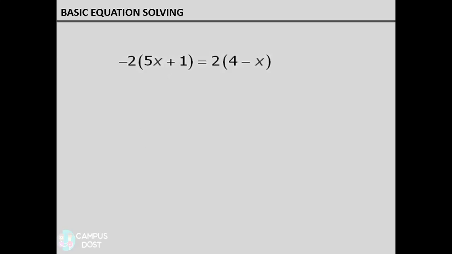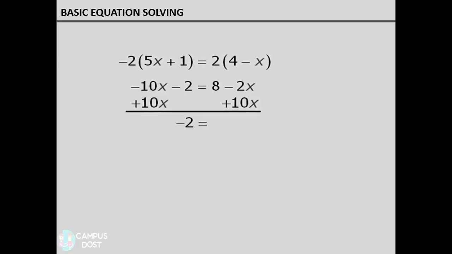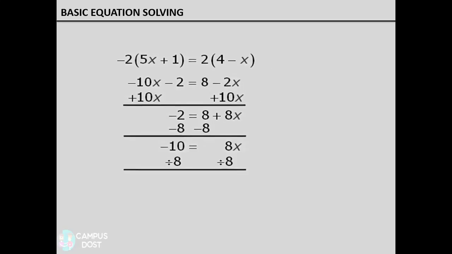Okay, one last equation. Here, our first step will be to expand both sides. At this point, we can move all of the x's to one side by first adding 10x to both sides. When we do this, we get negative, or minus 2 on the left-hand side, and we get 8 plus 8x on the right-hand side. From here, we can move the constant terms to one side by subtracting 8 from both sides. When we do this, we get negative 10 is equal to 8x.